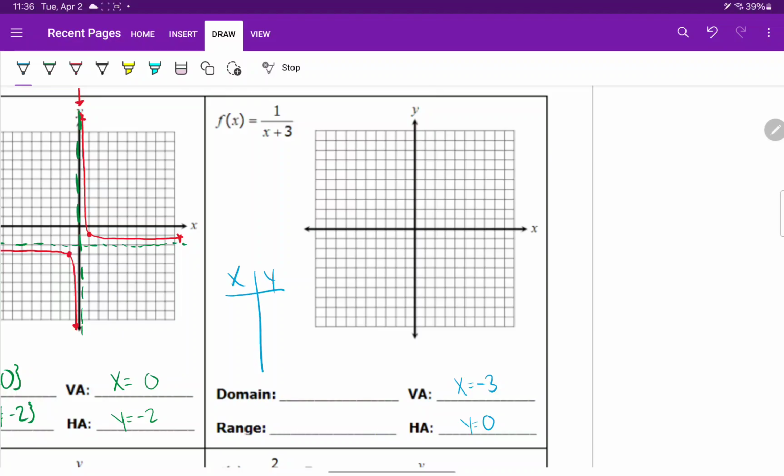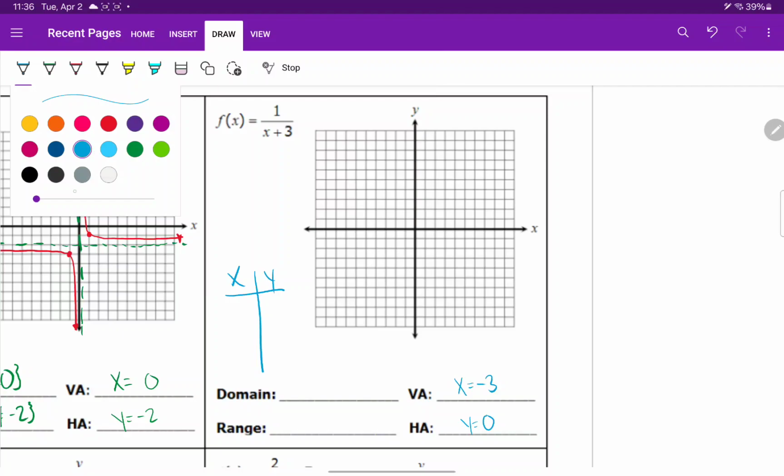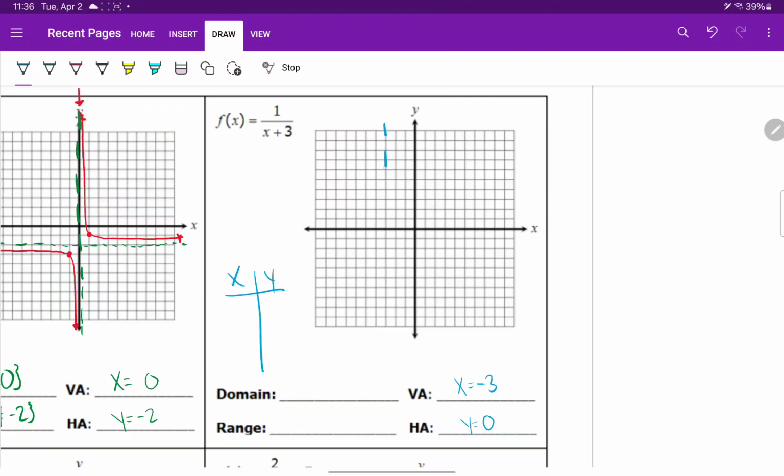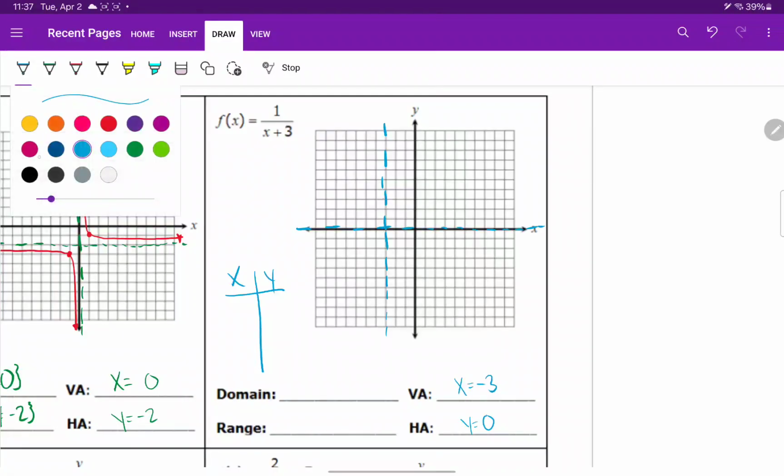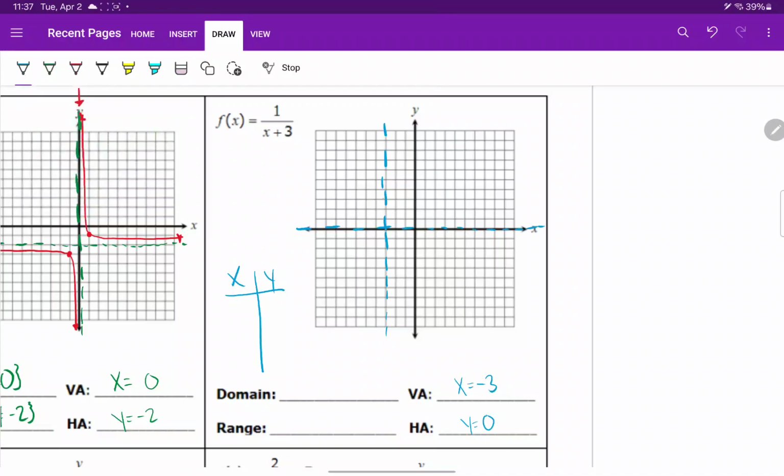Okay, so we know we have a vertical asymptote at x is equal to -3, and our horizontal asymptote at y is equal to 0. Now we're going to look at our graph where the asymptote is at -3. So we're going to pick one number to the left, which I would pick -4, and one number to the right of that vertical asymptote, -3, which would be -2.